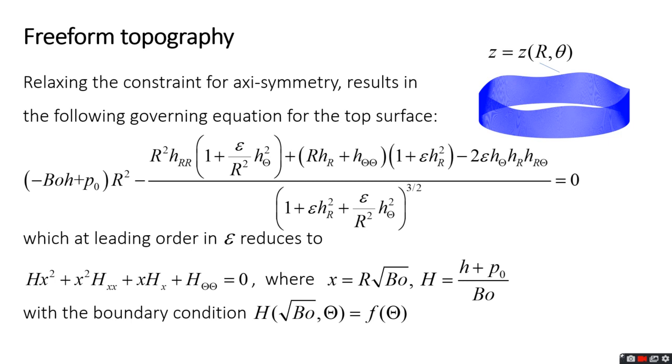The most interesting results are obtained when we allow the bounding frame to have non-axisymmetric configurations. Then, the same variational approach yields a more general partial differential equation governing the shape of the fluidic interface. Here, for simplicity, we consider only the top surface. We can again linearize this equation to obtain a much simpler one, with the boundary conditions now being a general function f of theta that represents the varying height of the bounding frame.